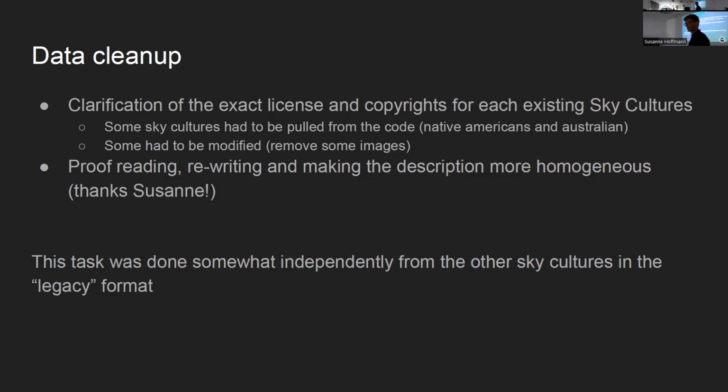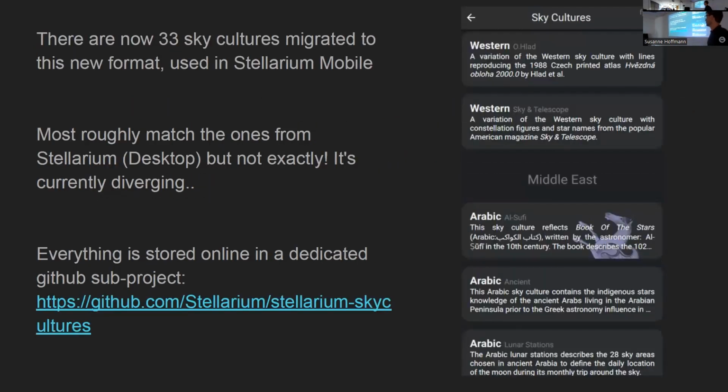And all of this was done kind of independently from the main Stellarium desktop project. So it was really for the mobile version that we did this. Some information was injected back into Stellarium desktop, like the license, for example. But all the text rewriting and the cleanup was mostly not reintegrated into Stellarium desktop. So we now have diverging data, which is not good. We now have 33 sky cultures using this new format. As I say, they are kind of diverging.